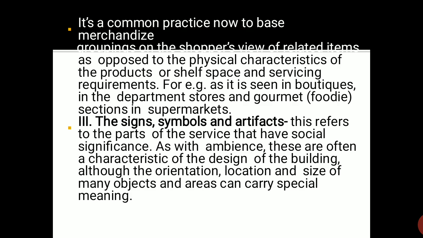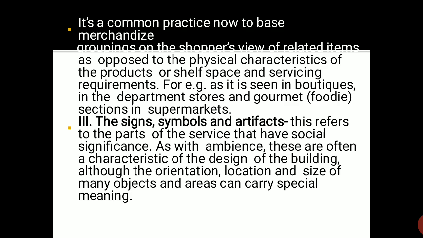For example, as it is seen in the boutiques, in the departmental stores or gourmet, that means foodie sections of the supermarket. If you have ever visited, of course you all have visited the mega markets, or maybe the supermarkets, or maybe any mega malls, you must have noticed that everything is so very well placed, so very well designed, arranged in such a nice manner that you get automatically attracted because of the space that is being utilized, or the way it has been displayed, right? Things displayed on the shelves, how the departmental store uses the shelves area.